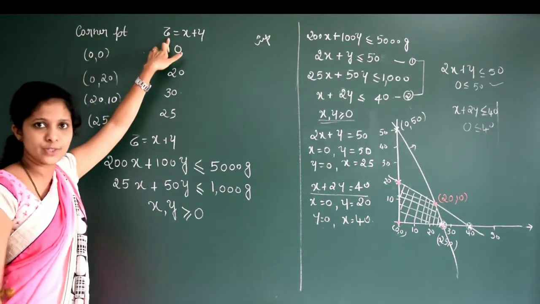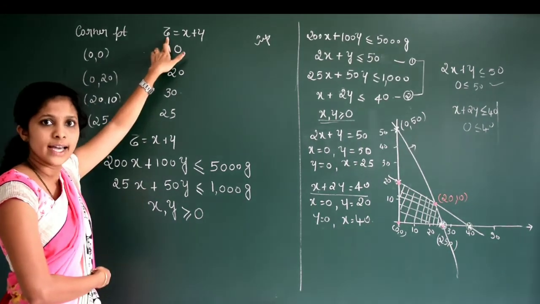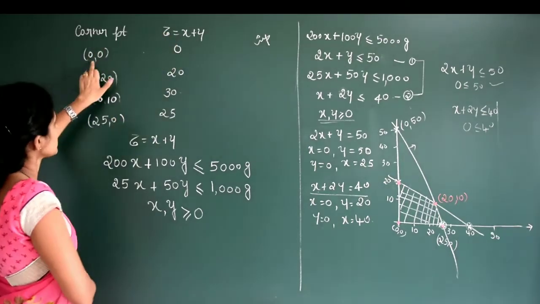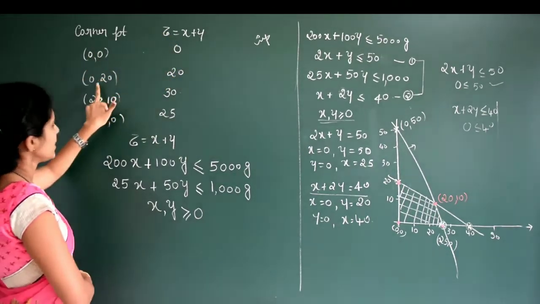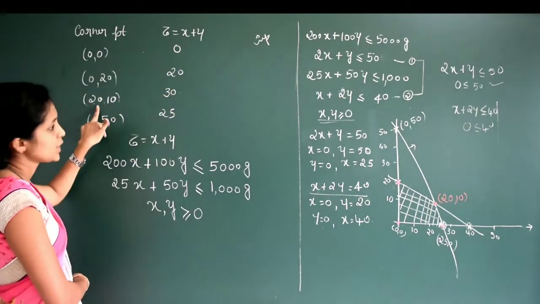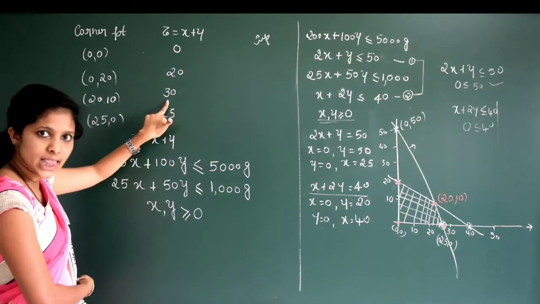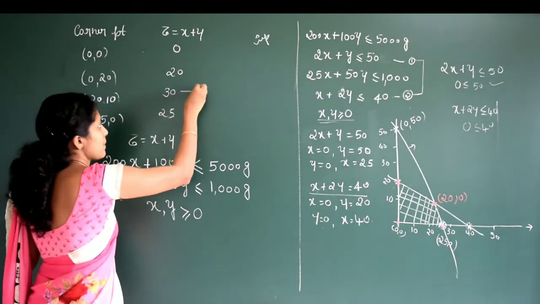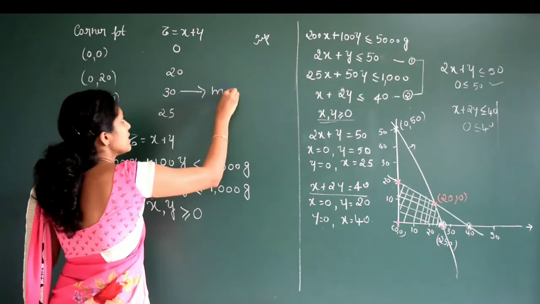0, 0. So you have to find the maximum value for z equal to x plus y, right? Number of cakes you have to find. So 0, 0 will be 0. Next point, x is 0, y is 20, you will get 20. Then 20 and 10, you will get 30. Next one is 25 and 0, you will get 25. So the maximum value is 30, right?